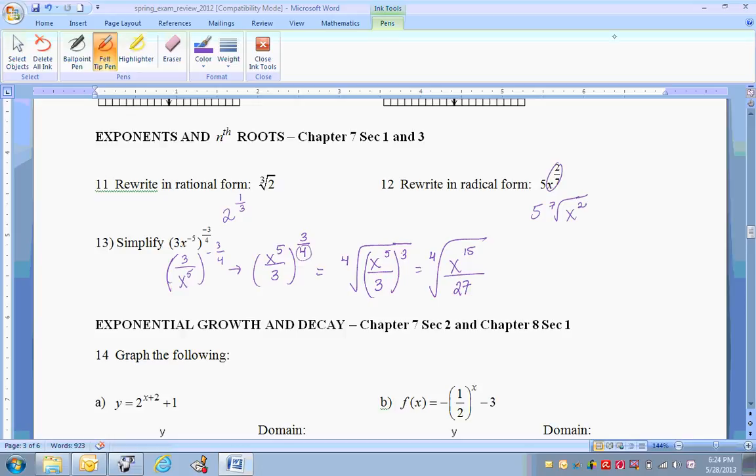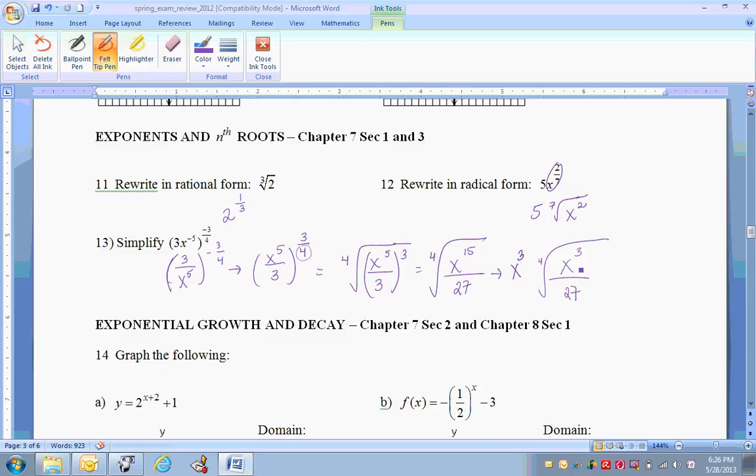So now what I can do is divide this 4 into this 15. Well, 4 goes into 15 3 times. So when I do that, I'm left over with 3, because 4 times 3 is 12. So, like I said, 4 goes into 15 3 times with a remainder of 3 left over. So what I can do is I can pull out an x to the 3rd, because remember, 4 goes into 15 3 times. And then what's left over is x to the 3rd, because it has a remainder of 3 over, oh, sorry, we're still to the 4th root, over 27. So all we did there was pull out an x cubed.